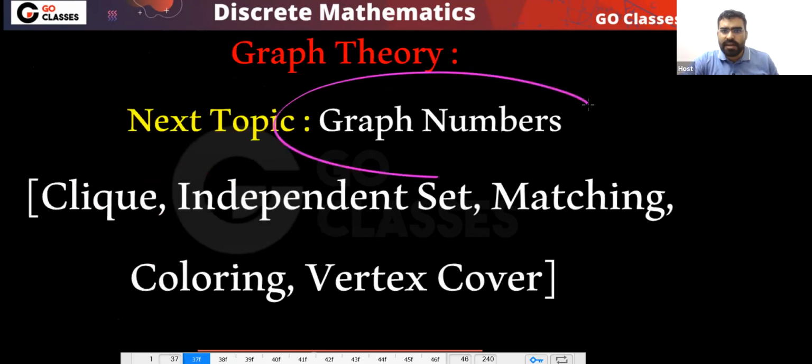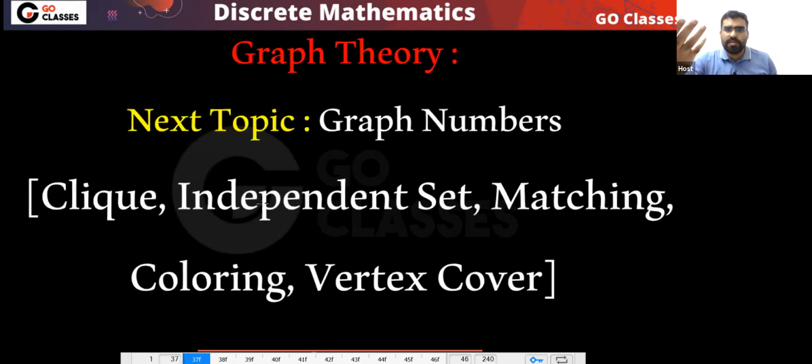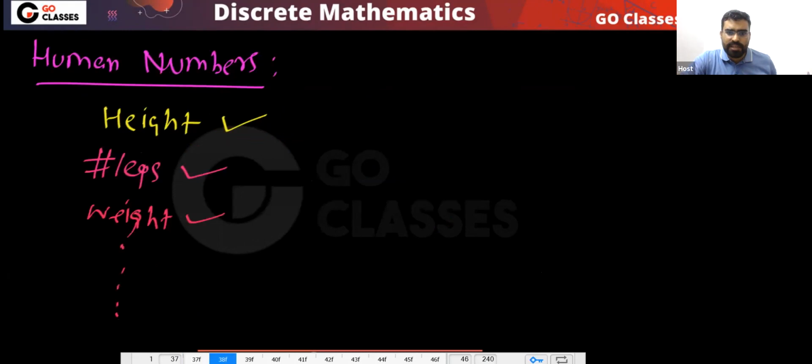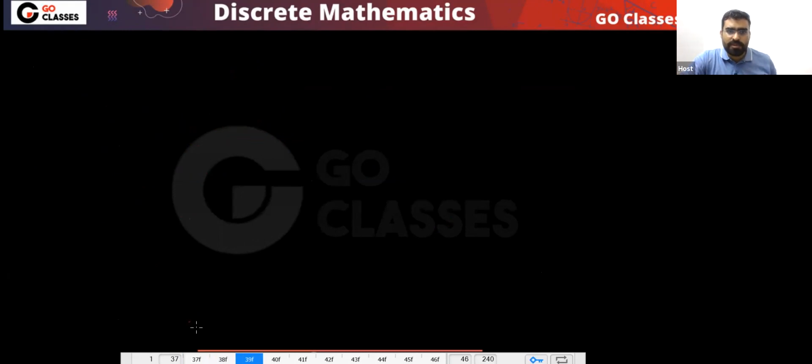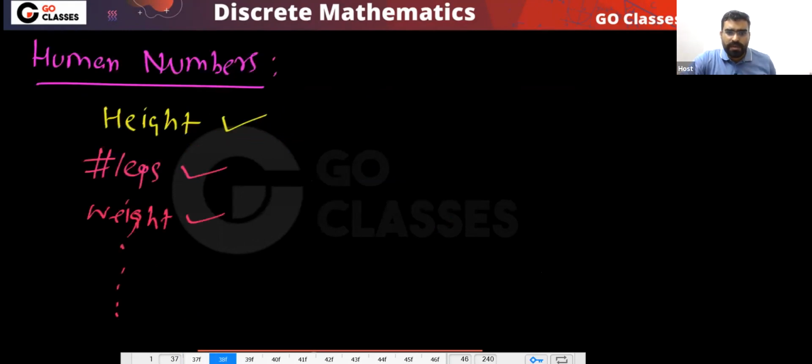Similarly, with every graph, we can define some numbers which are associated with every graph. So these are some numbers that we will study. In today's class, we will study clique and independent set. These are the main ones, so let's start with these numbers. What is a clique and what is an independent set?